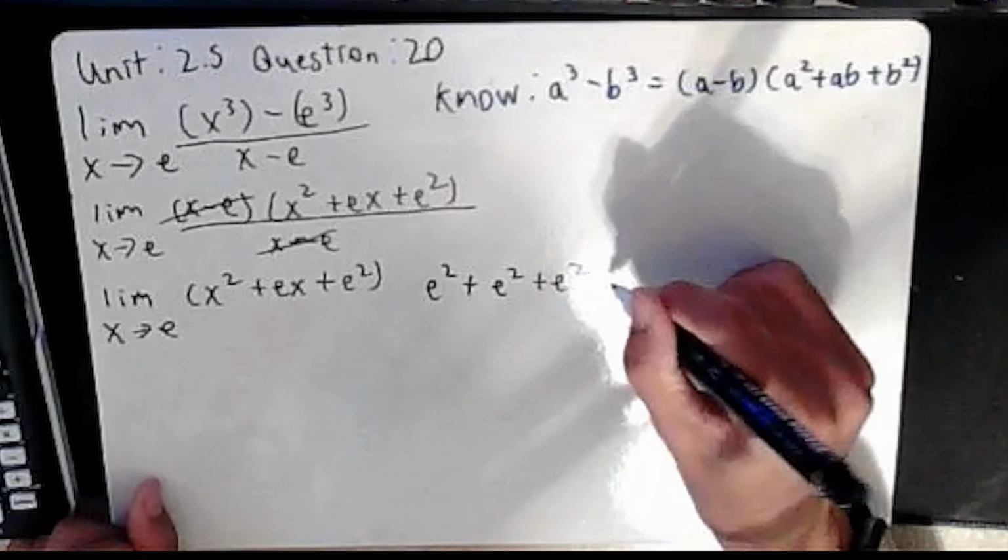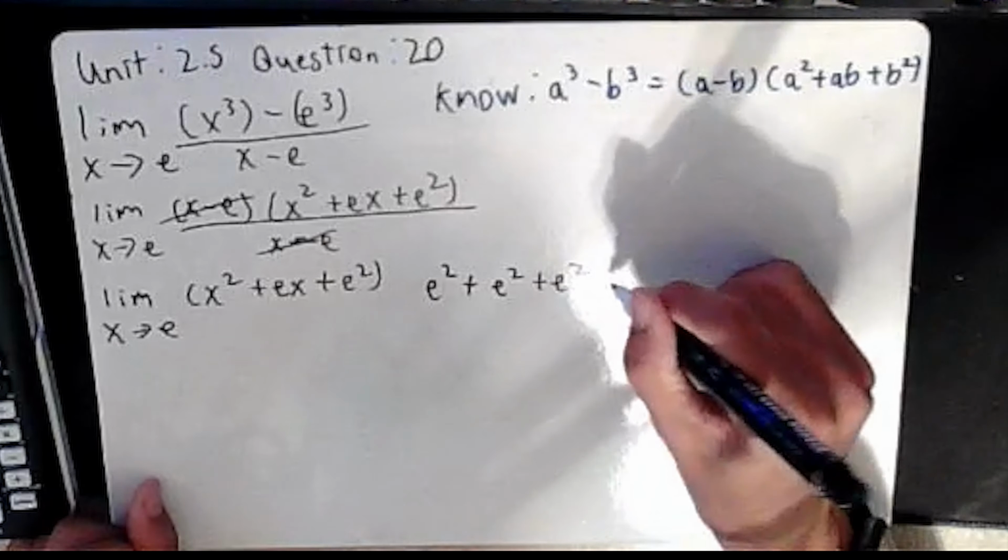This is Unit 2.5, question 21. This is a pretty similar question to the last one. I'm going to show you two ways to do it. One is the more usual way of taking the limit, and the other one is using derivatives. So the first thing we're going to want to know before we even start the problem is the difference of two squares formula.